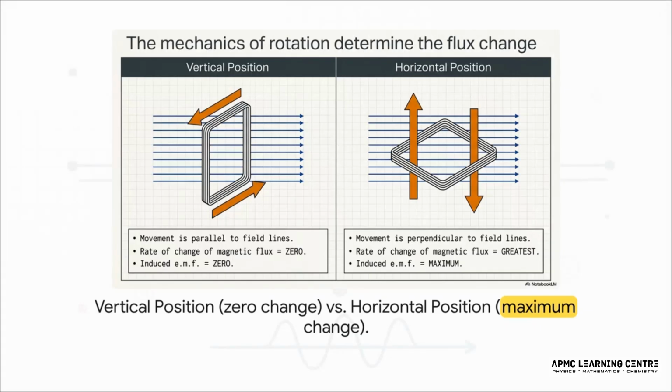And this right here illustrates the most crucial part of that whole idea. Just look at the vertical position on the left. You see how the wire is moving parallel to those magnetic field lines? It's not really cutting them at all, so the rate of change is zero, no electricity. But now look to the right, in that horizontal position. The wire is just slashing through those field lines at a perfect 90-degree angle. That creates the maximum rate of change, and you guessed it, the maximum voltage.